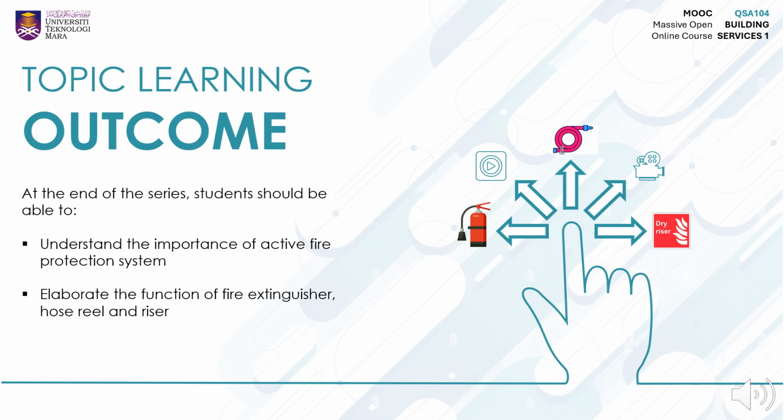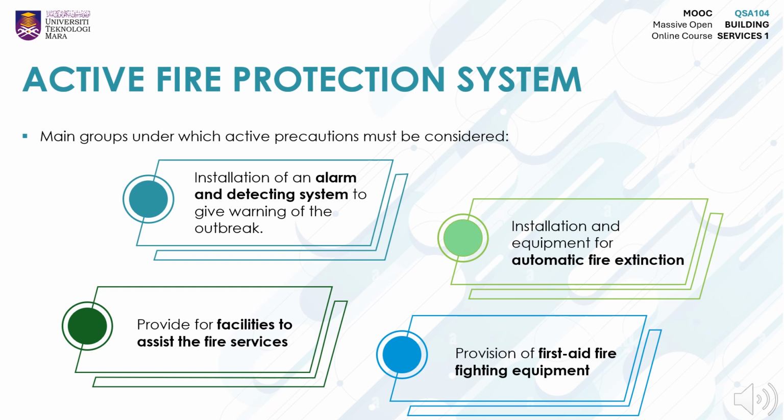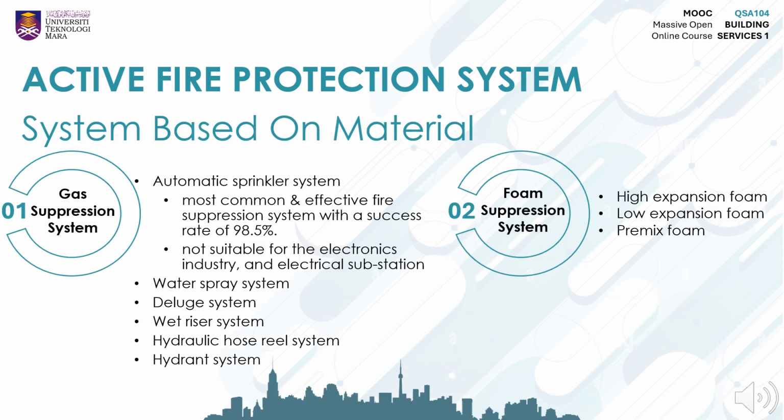At the end of the series, students should be able to understand the importance of active fire protection systems, as well as to elaborate the function of fire extinguisher, hose reel, and riser. In active fire protection system, there are main groups under which active precautions must be considered. The first one is alarm and detecting system, automatic fire extinction, facilities to assist the fire services, and also first aid firefighting equipment.